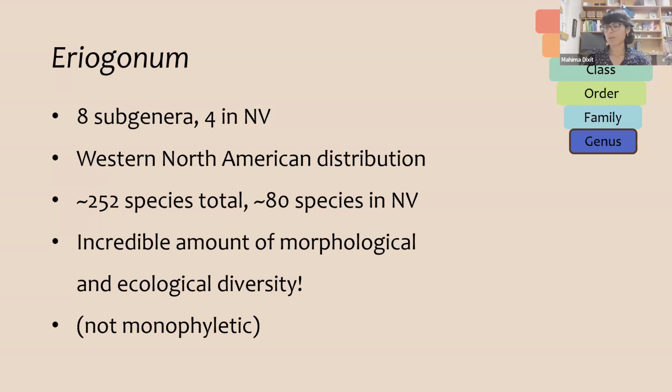Now, if you count varieties, that number bumps up to 120 species and varieties in Nevada. So that's pretty impressive. There is an incredible amount of morphological diversity that we'll get to explore today. And in parentheses, I note that Eriogonum is not monophyletic. So in contrast to when I was saying that the order Caryophyllales is monophyletic, meaning all the members have the same common ancestor, Eriogonum does not have that. And that's something that I'll be touching on as I go through this talk.